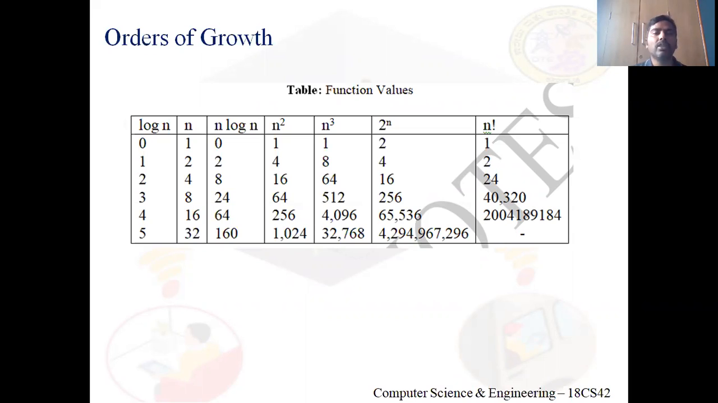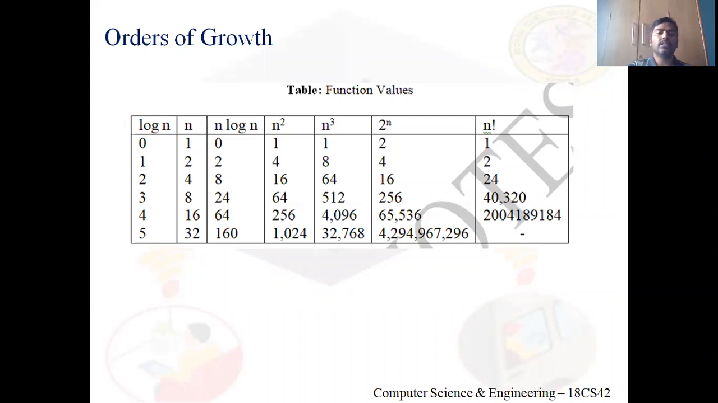Why? Now look at this table. Look at the second column. What happens? In the second column, 1, 2, 4, 8, 16, in each entry I've just doubled, right? The first entry was 1. The second entry is twice the previous, that is 2. The third entry twice the previous, that is 4. The fourth entry twice the previous, that is 8, 16, 32.